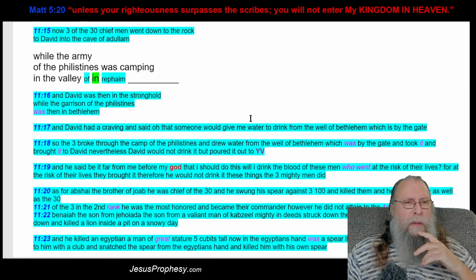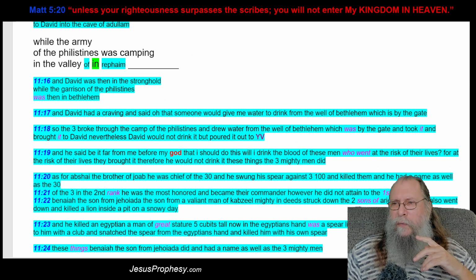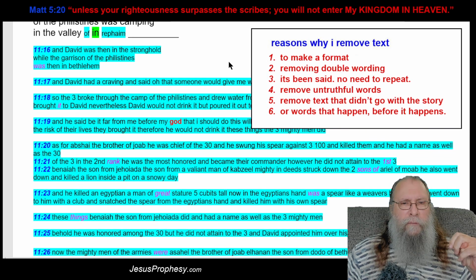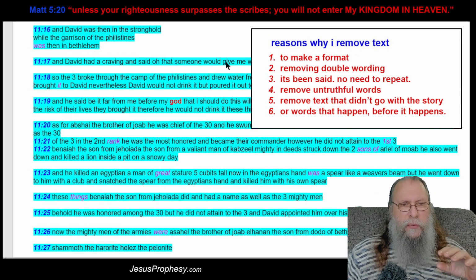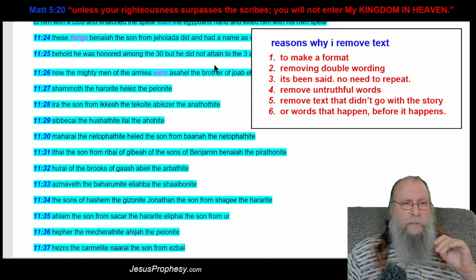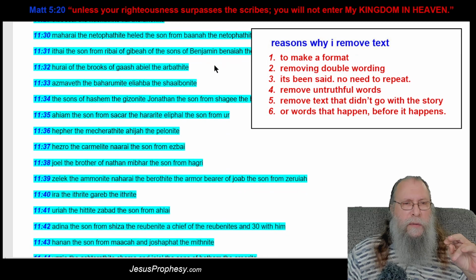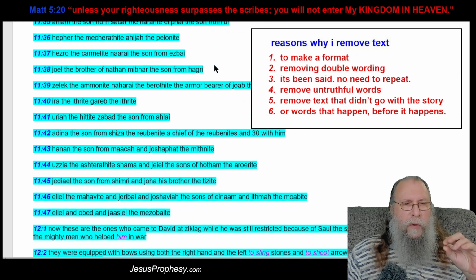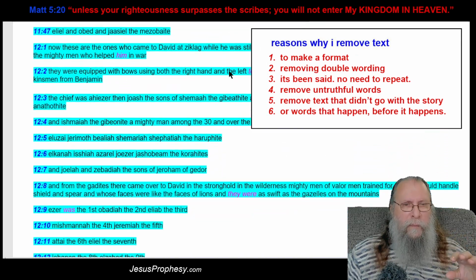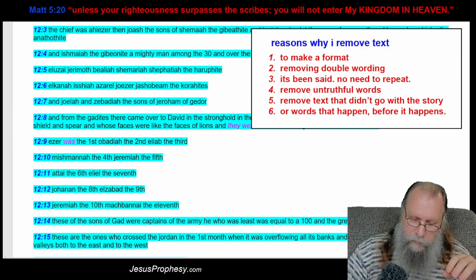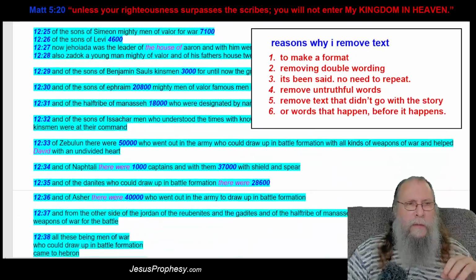So all the reasons why I'm getting rid of the blue text is a lot of it's double speak. A lot of it doesn't even matter to us anymore. A lot of it is just not truthful. Why wouldn't they be showing us the original writers' formats? They've covered it up, and you can see that they've added quite a bit here to the text.